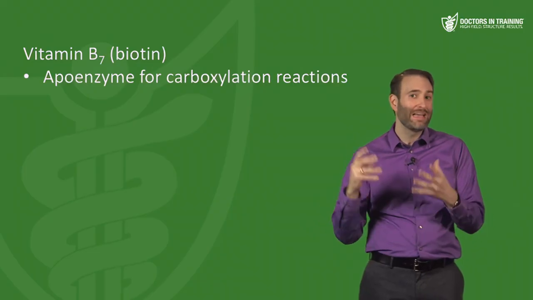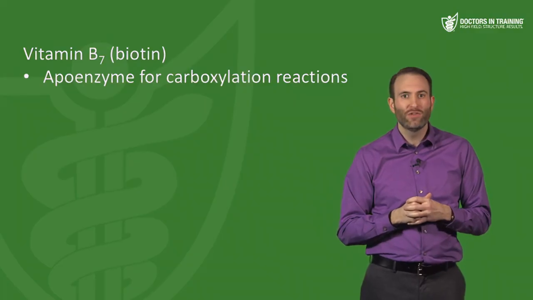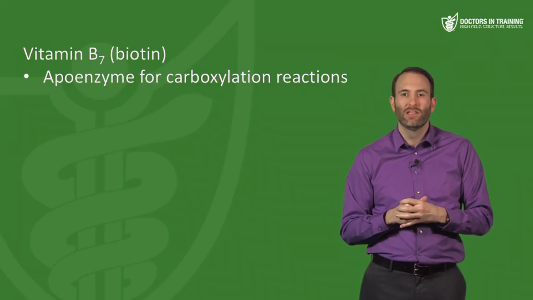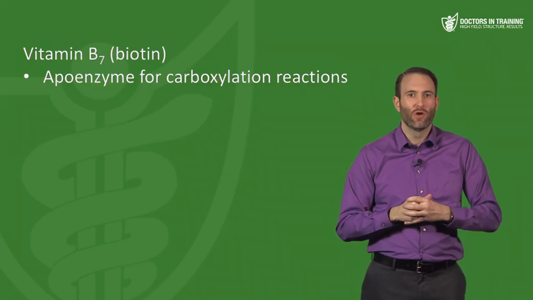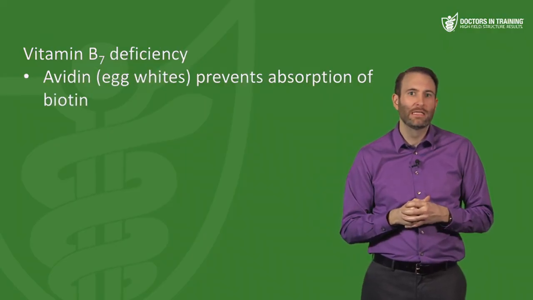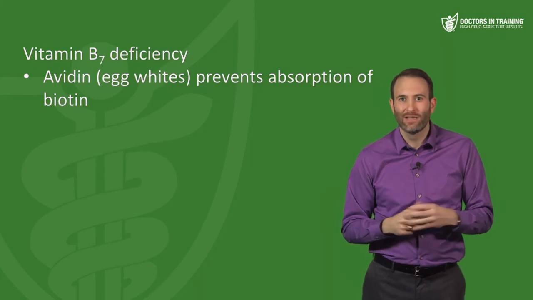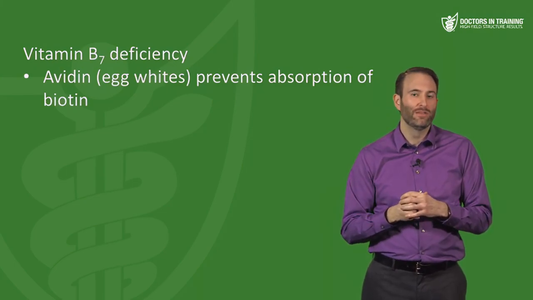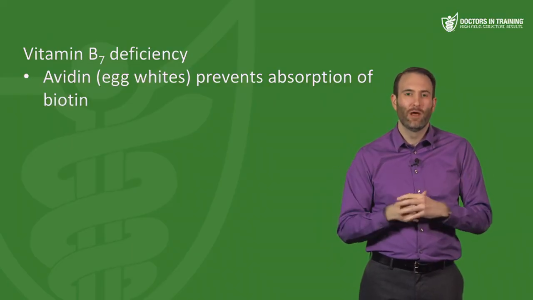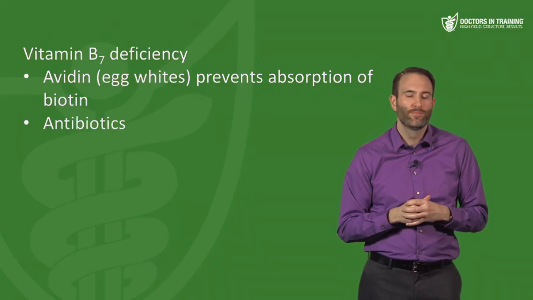So if you want to add CO2 to something, then you have to use biotin. Also, if you see an enzyme with the word carboxylase, that's another clue in there. It's going to require your B7 or your biotin as a cofactor. Now, what can cause a deficiency of biotin? Well, there's a glycoprotein called avidin, and that's found in egg whites, and actually prevents absorption of biotin. You actually have to eat quite a few egg whites for that to take place, but that's still pretty interesting. Antibiotic use can also result in a biotin problem as well.